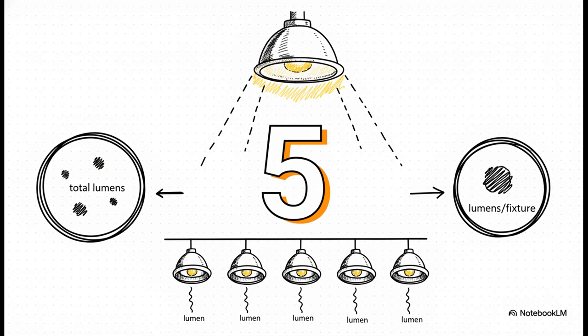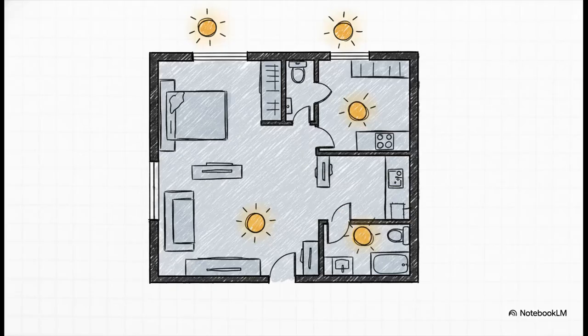We take our total of 5,000, divided by 1,000 per fixture, and the answer is clean and simple. We need 5 lights. And just like that, we can place those 5 fixtures right on our floor plan. See that? The design is really starting to come to life. But of course, this leads to the next crucial question.